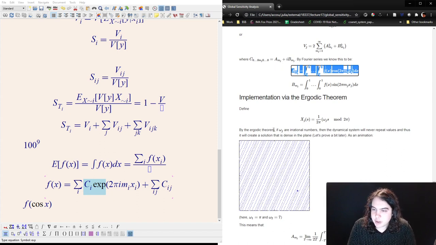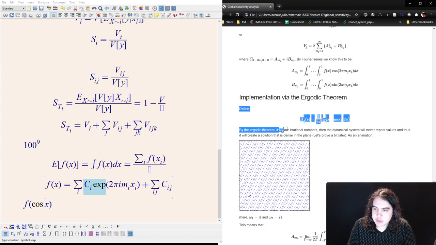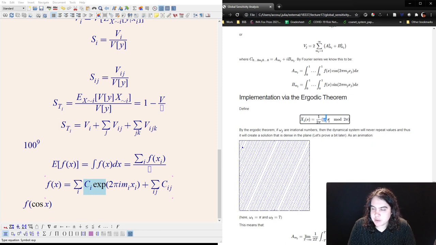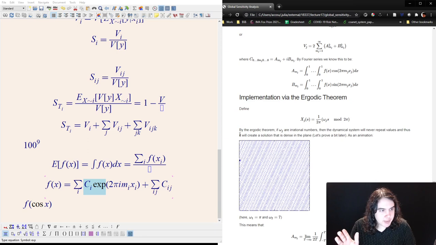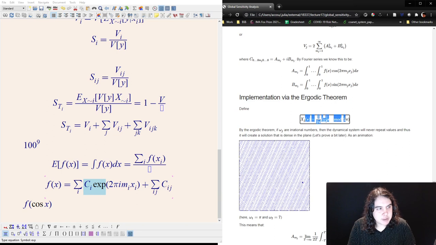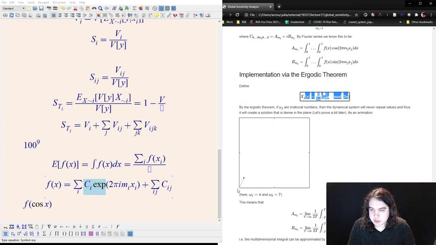I'm going to prove this later, but essentially, let's say we have x sub j of s equals 1 divided by 2 pi times omega sub j of s mod 2 pi. By the ergodic theorem, if the omega sub j are irrational numbers, then this dynamical system will never repeat. And here's an animation of that, right?